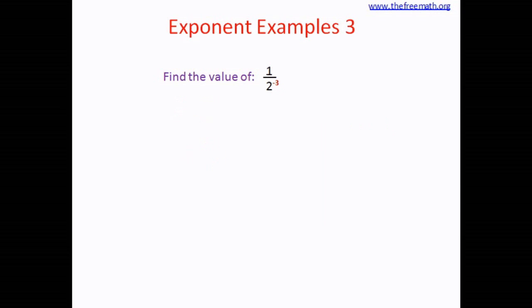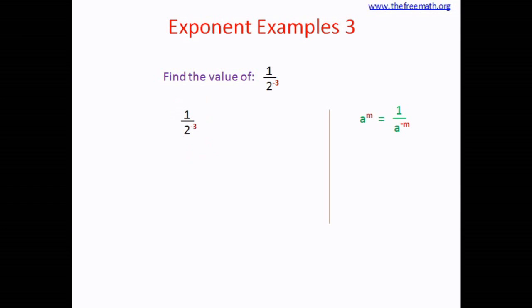Let's solve one more simple problem. Find the value of 1 over 2 to the power of negative 3. So if you look at 1 over 2 to the power of negative 3, you can use this rule: a to the power of m equals 1 over a to the power of negative m. Or you can read it the other way around. That means 1 over a to the power of negative m equals a to the power of m.